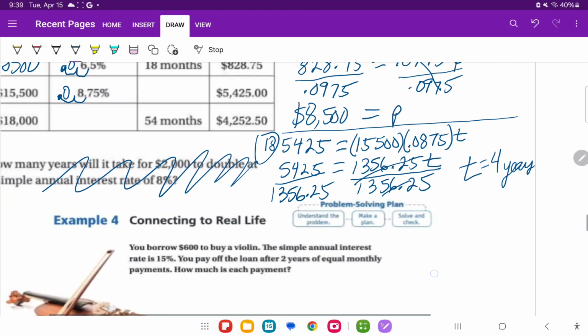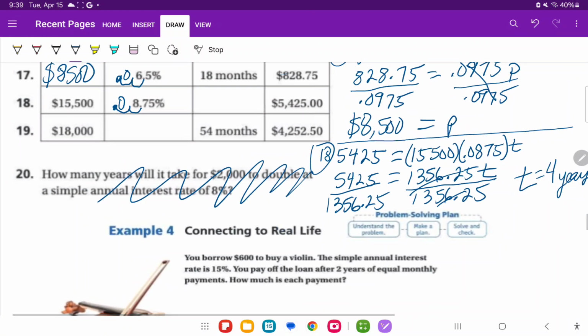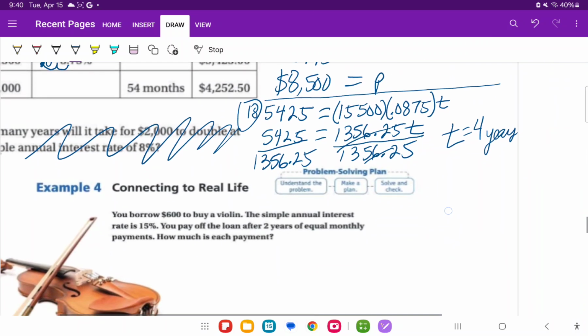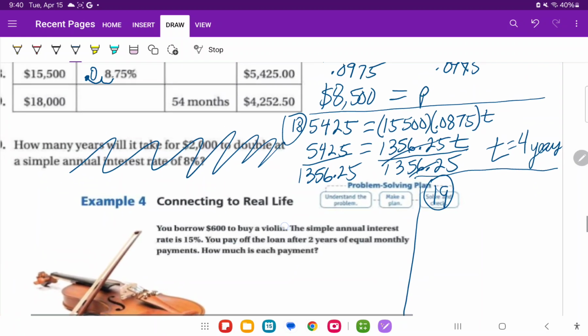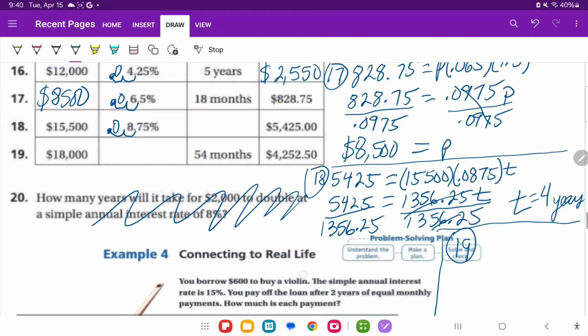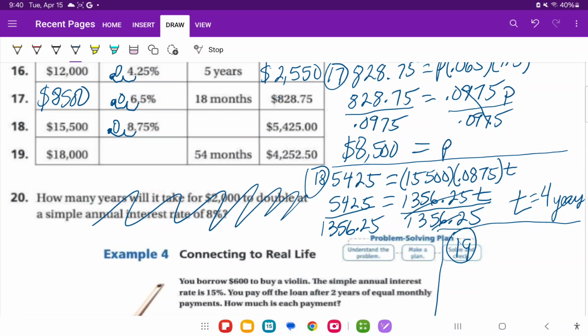Okay, I do want to do number 19. We're going to have to squeeze it in over here, in this spot right here. I do really want to do this to just finish this out. So this was 4 years right there.